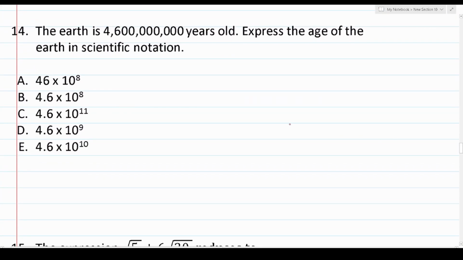All right, number 14 says the Earth is 4,600,000,000 years old. Express the age of the Earth in scientific notation. So not surprisingly, to start, I'm going to copy down 4,600,000,000. We want to express this number in scientific notation.